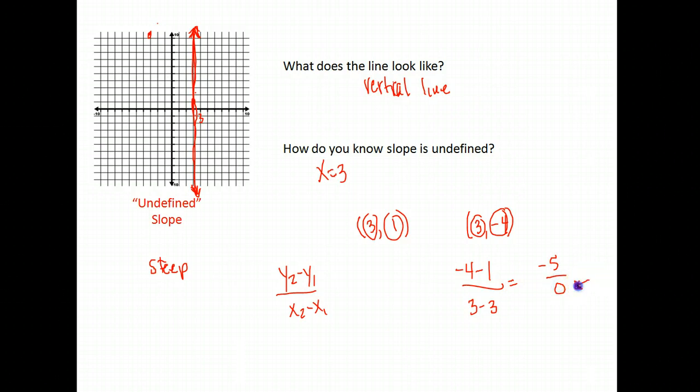Anytime you're finding the slope and you get 0 in the bottom, you cannot divide by 0. Try it on your calculator. It will tell you that's an error. That's because you cannot have a 0 in the bottom of the fraction. So anytime you're finding the slope of a line and you get 0 in the bottom, you know it's undefined and would have to be a vertical line.